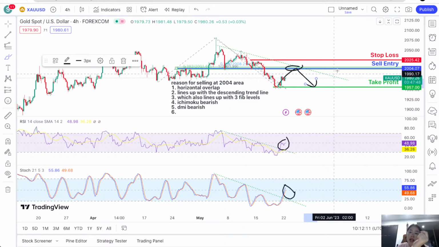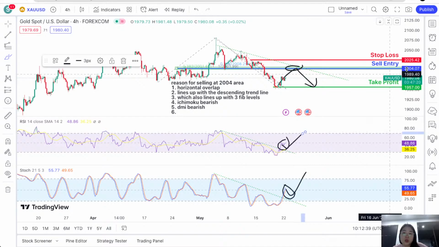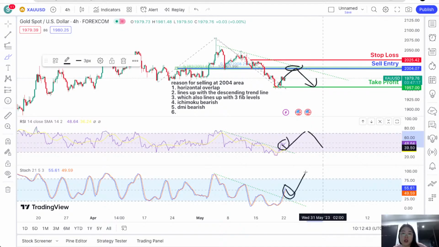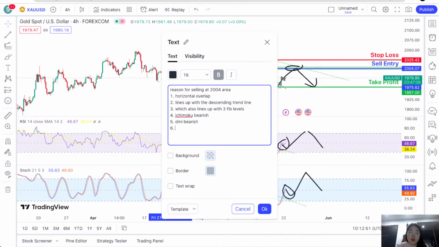For my setup to work out, price needs to pull back to 2004. Right now, price is at 1980. That's $24 away from my sell entry. So these two bullish divergences might work in my favor, where they push price up until it reaches the 2004 area, and then from there it reverses. So I am still confident for this sell. Therefore I'm going to write here: although there are two bullish divergences, they can be used to work in favor of the analysis.